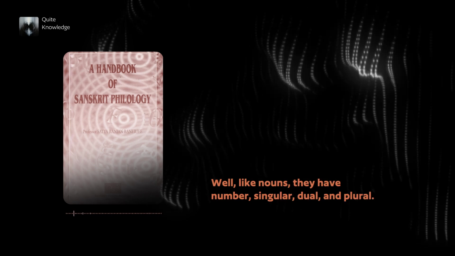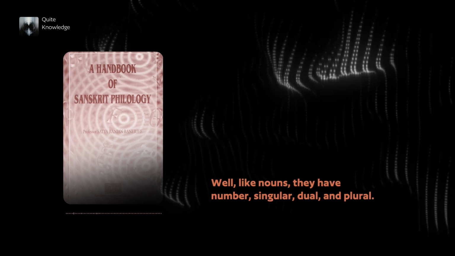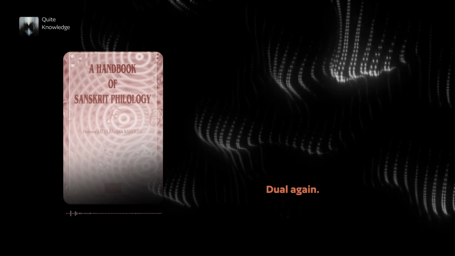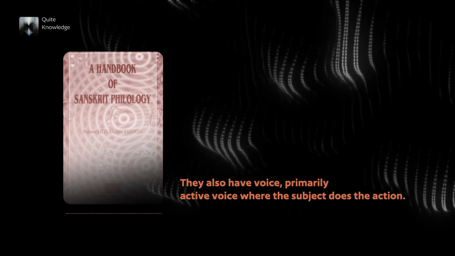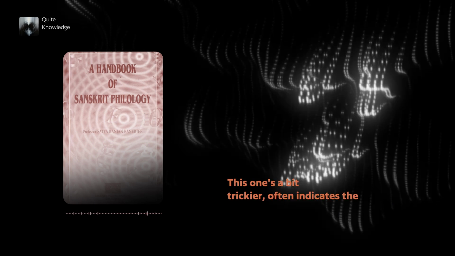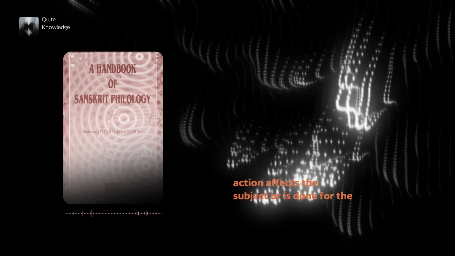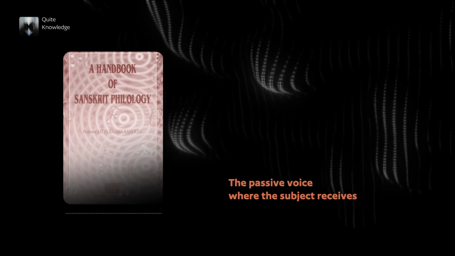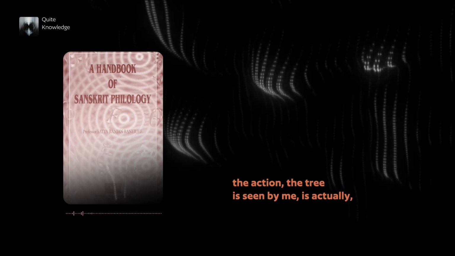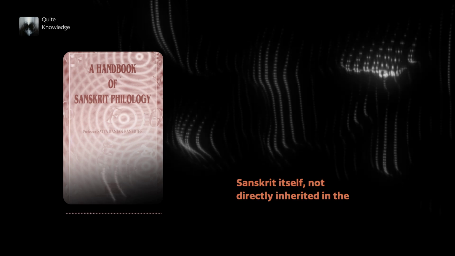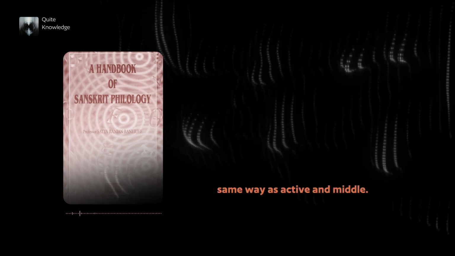Well, like nouns, they have number: singular, dual, and plural. And person: first, second, and third. I go, you two go, they go. Right. Dual again? Dual again. They also have voice, primarily active voice, where the subject does the action. I see the tree. Exactly. And middle voice. This one's a bit trickier, often indicates the action affects the subject or is done for the subject's own benefit. Sometimes reflexive. The passive voice, where the subject receives the action, the tree is seen by me, is actually, according to the source, a later development in Sanskrit itself, not directly inherited in the same way as active and middle.